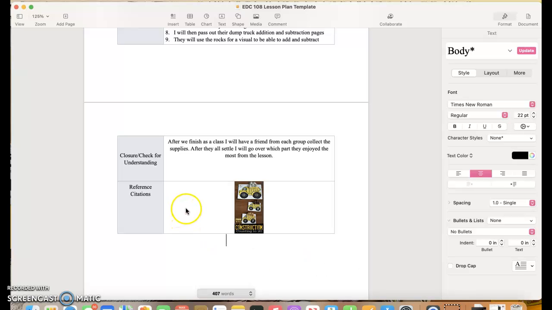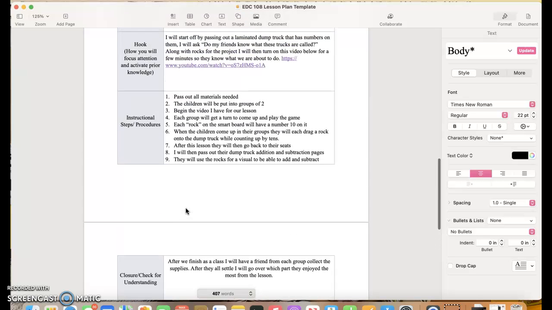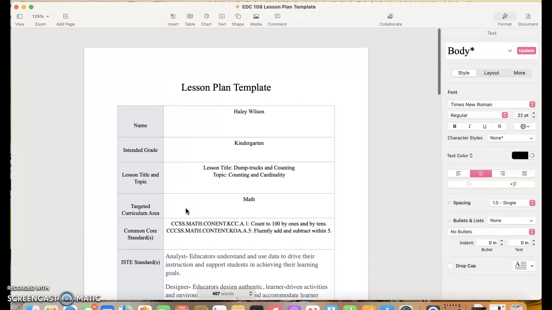And this is my reference, what I would use. It's an example of what I have in mind. And then above here is my link, and that's my lesson plan.